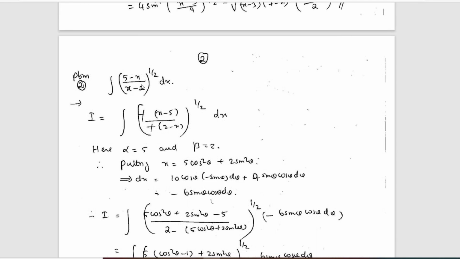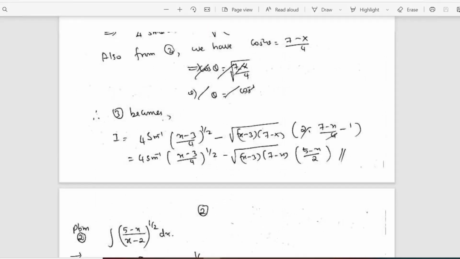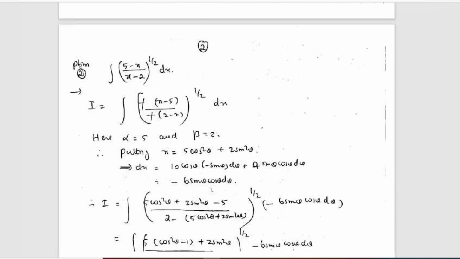The next problem is the integral of ((5 minus x) by (x minus 2)) whole to the power 1 by 2 dx. Here the given integral is of the form (alpha minus x) by (x minus beta), or (x minus alpha) by (beta minus x), whole to the power 1 by 2. For this type also we have to use the substitution x equal to alpha cos square theta plus beta sin square theta.